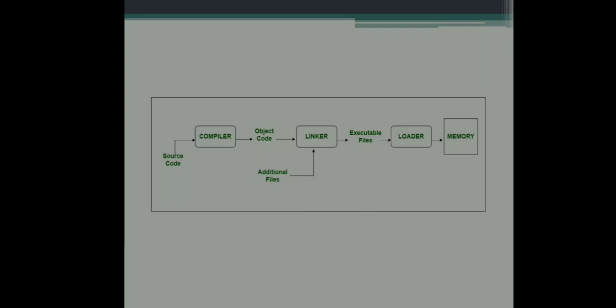Hi everyone, today my topic is types of loaders. Before that we will see what is a loader.